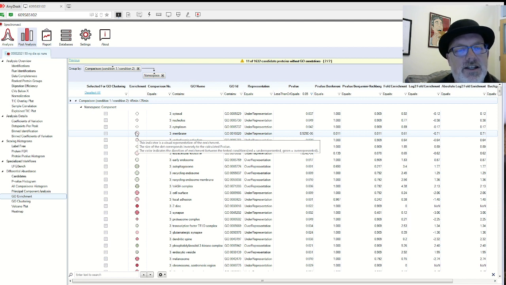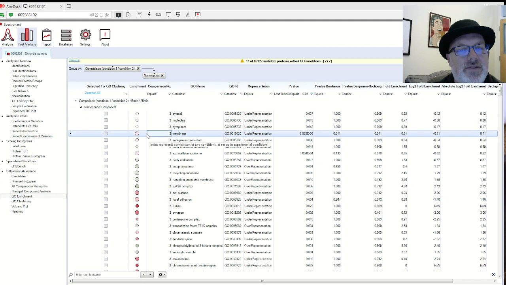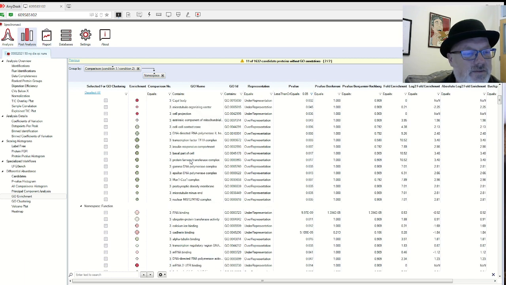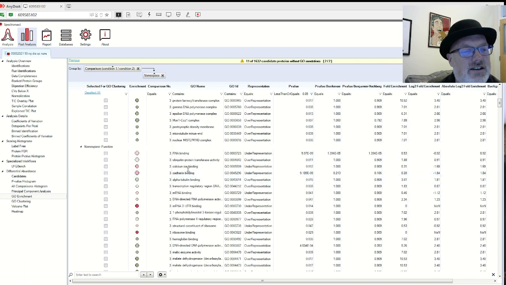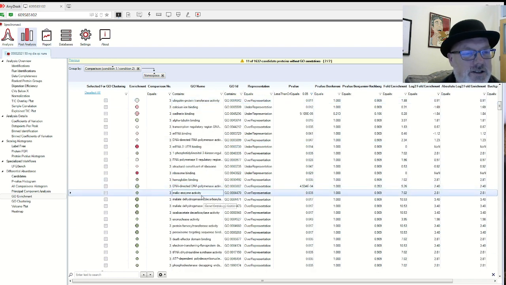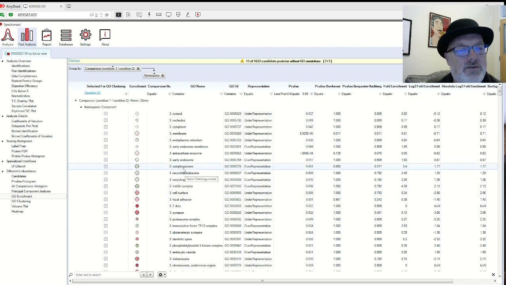Red, underrepresented. Green, overrepresented. So what this is telling me is that this gene ontology membrane is underrepresented if you're comparing the 25 to 45. So I don't know, membrane proteins not doing as well. This all doesn't make any sense because this is the same sample run just on different gradients. So honestly, this makes no biological sense whatsoever. But if you're doing a real biological experiment, it should, I would think.